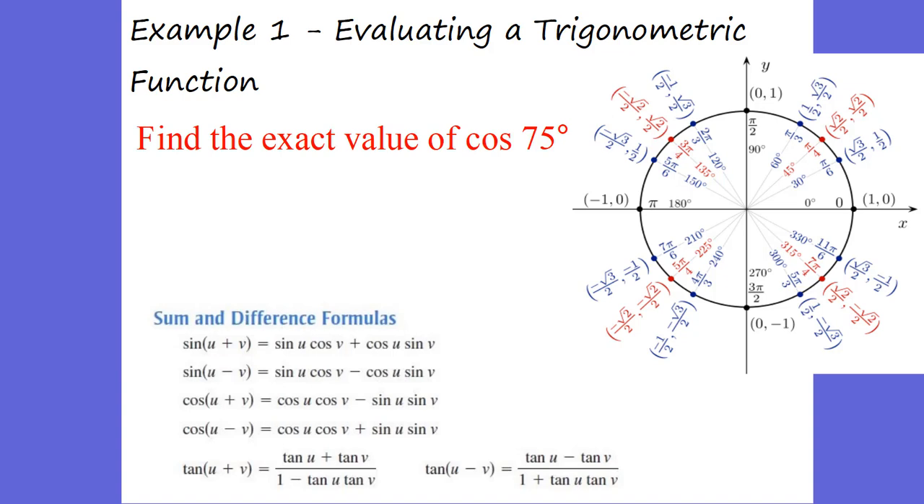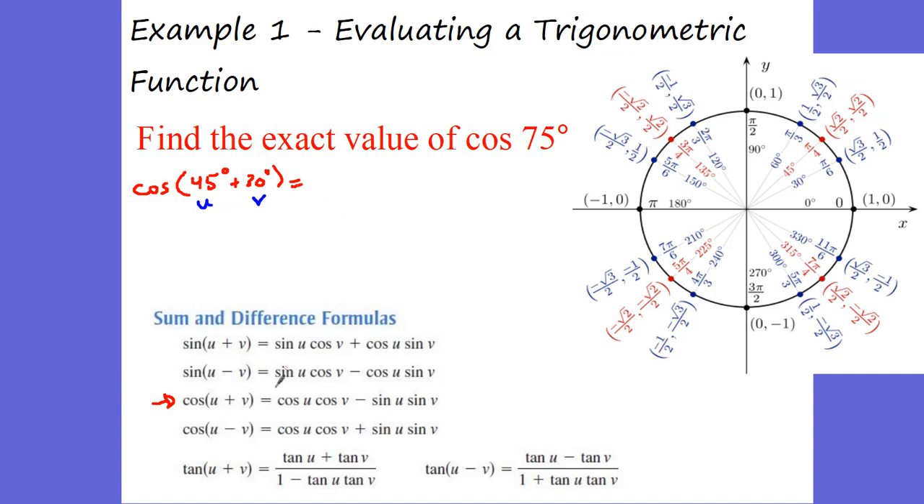cosine of 75 degrees. Now take a look on your unit circle. 75 degrees is not on my unit circle, so we can't do that. So we have to do cosine of two things that are on my unit circle that might add or subtract to 75 degrees. So I'm going to use 45 degrees and 30 degrees because those add up to 75 degrees, which means I'm going to use the sum formula for cosine. So you can see cosine of u plus v, which means I'm going to call this u, I'm going to call this v right here.